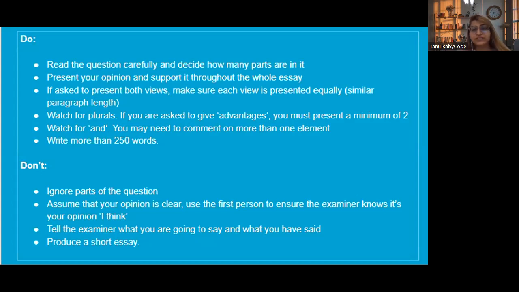Now, what are the do's and don'ts? Do's. You should read the question carefully and decide how many parts there are. Once you read your question, it is very clear how many parts there are and what parts you need to answer. Present your opinion, describe your opinion, and support your opinion throughout the whole essay with your viewpoints. If asked to present both views, make sure each view is presented equally.